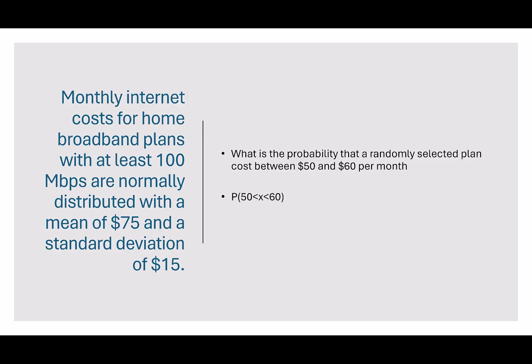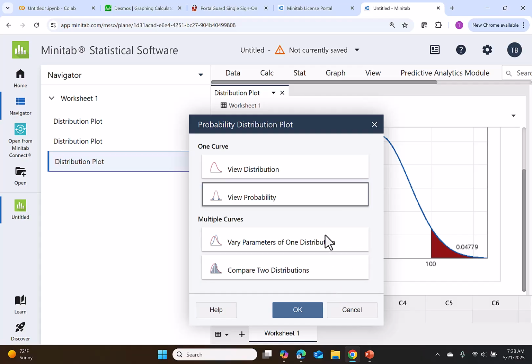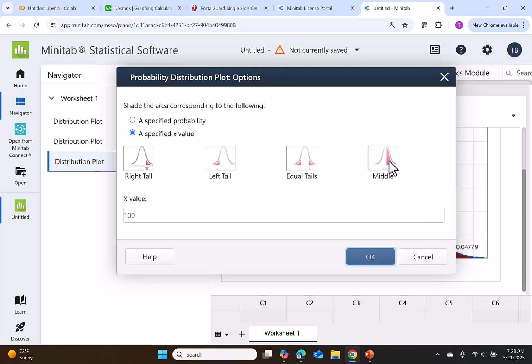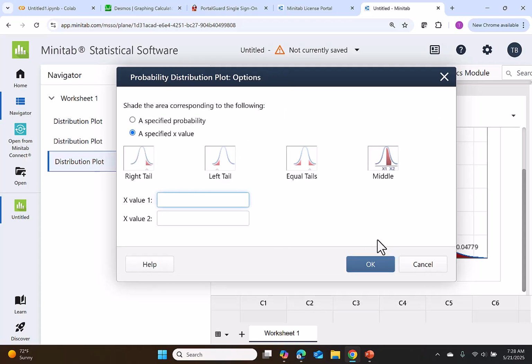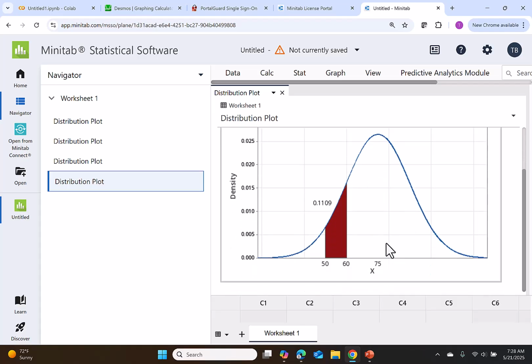Next, let's find the probability that a randomly selected plan costs between $50 and $60 a month. This means we're looking for the probability that x is greater than 50 but less than 60. This is a case where we're finding the probability in the middle of two values. So from Graph, Probability Distribution Plot, View Probability, we get to keep our mean and standard deviation, but in the options we switch to middle. We enter the value of x1, 50, the value of x2, 60. Minitab shades our area from 50 to 60 and tells us that the probability is 0.1109 or 11.09%.